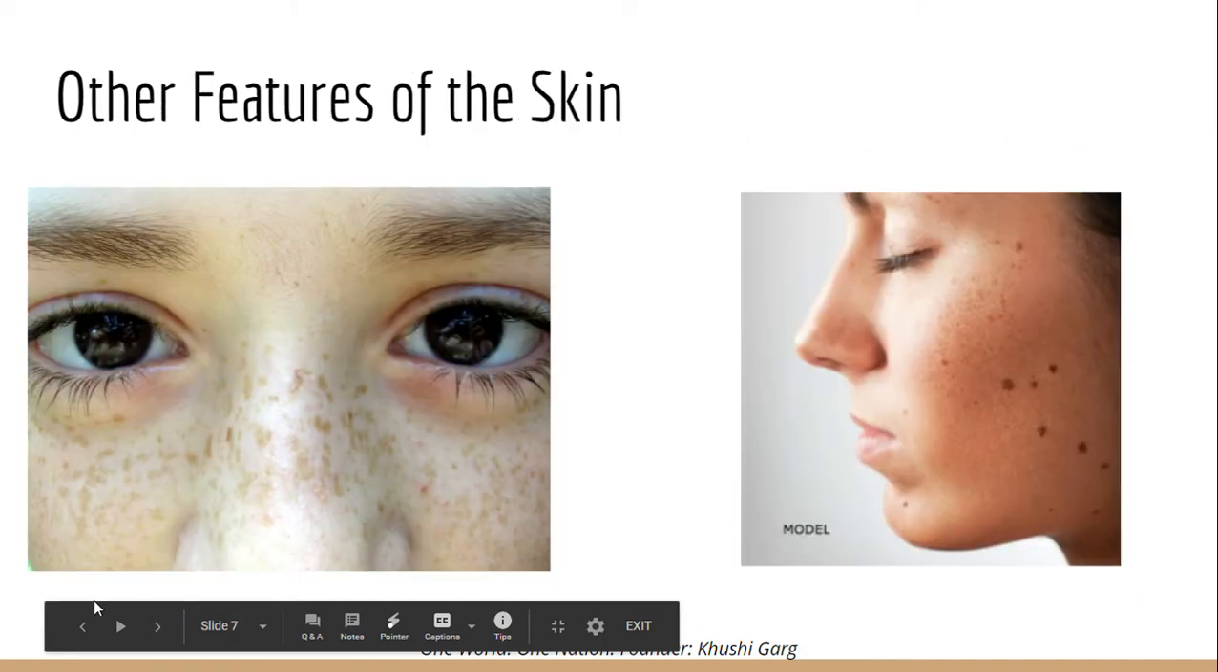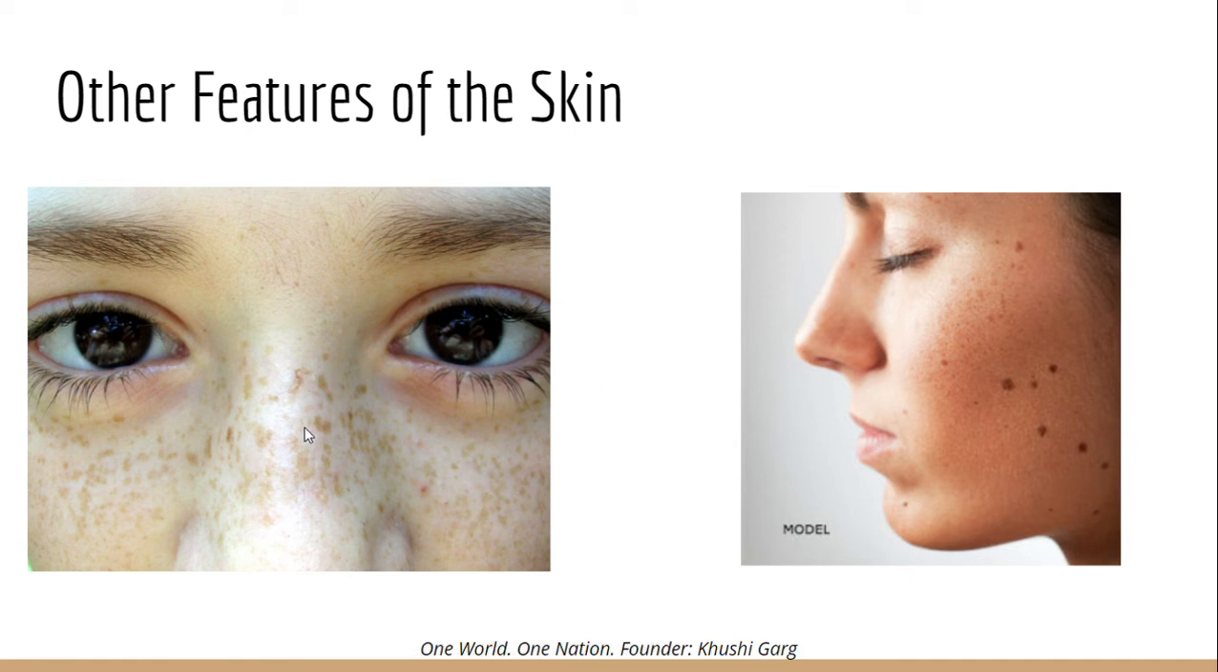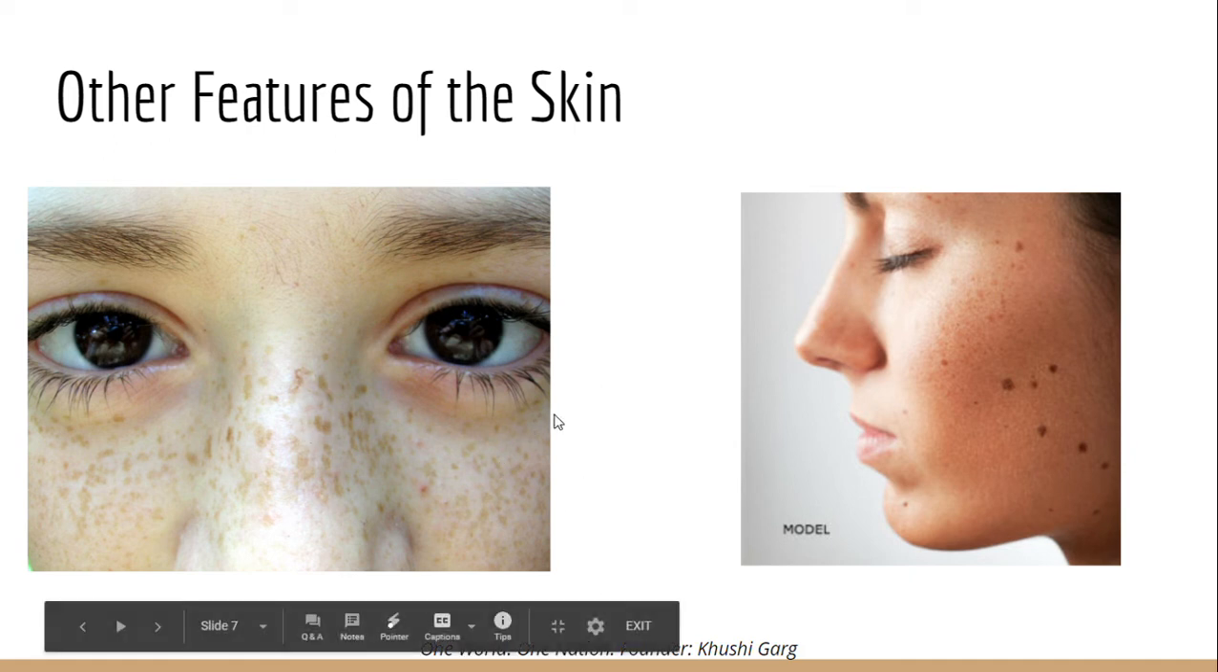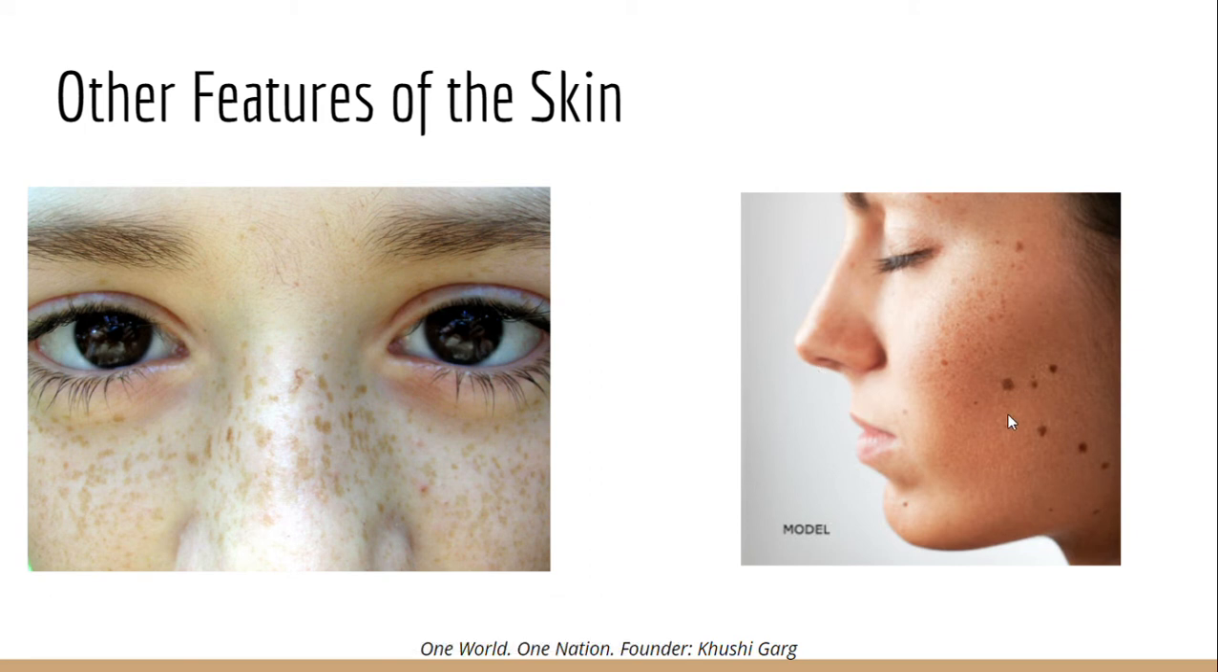Some other features of the skin are freckles. Freckles are basically just an accumulation, or a grouping, of the melanin or melanocytes in certain spots, and that's what actually causes the skin to appear a darker shade of brown in those areas. Another feature are moles. Moles are basically just an elevated patch of melanin and are beauty marks.